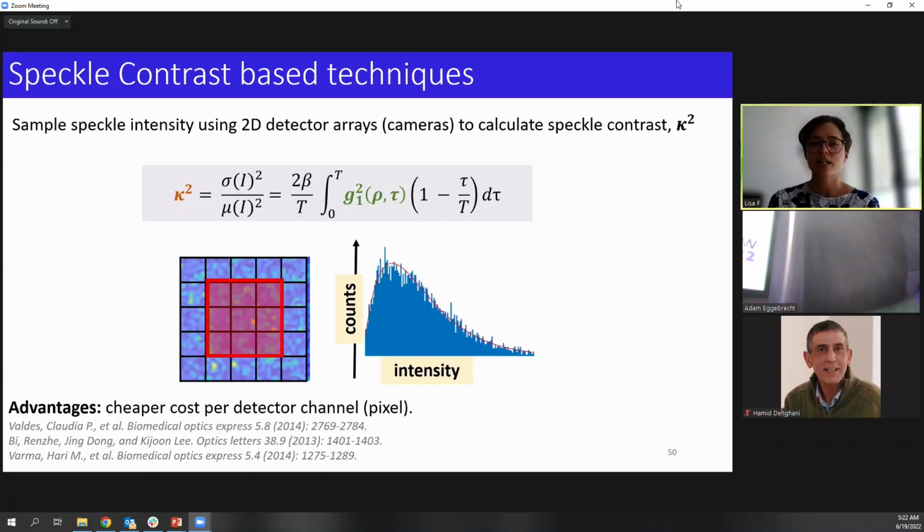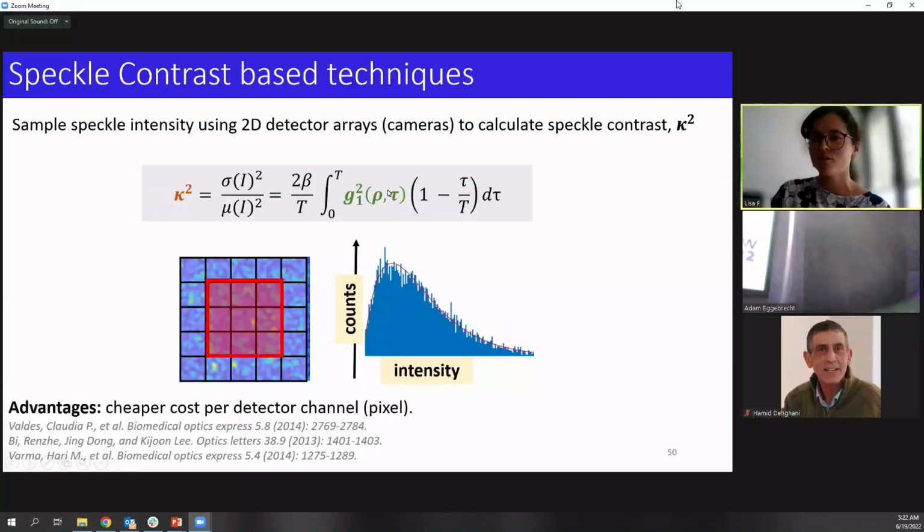These speckle contrast-based techniques measure what we call speckle contrast, abbreviated as kappa. I also often refer to it as kappa squared, because kappa squared is directly related to G1 squared, the electric field autocorrelation of speckles that we're used to now from DCS, through this equation here. It's related by this integral over the delay times from the limits of 0 to T, where this big letter T is the exposure time of the camera you use.